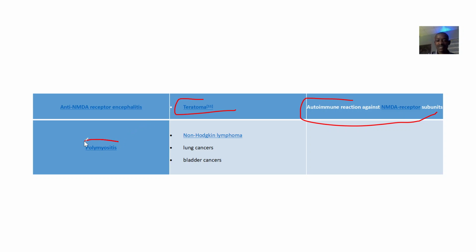Polymyositis can result from what? Hodgkin's lymphoma, lung cancer, bladder cancer. So they are known to cause paraneoplastic syndrome, but of course the mechanism is not fully understood yet.